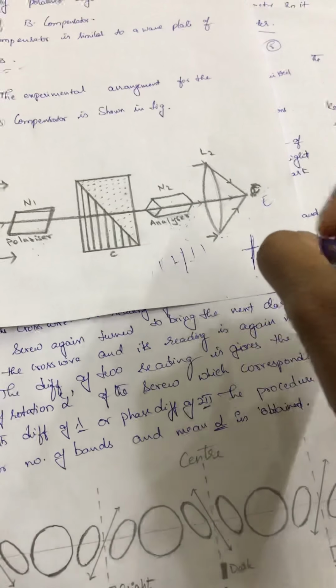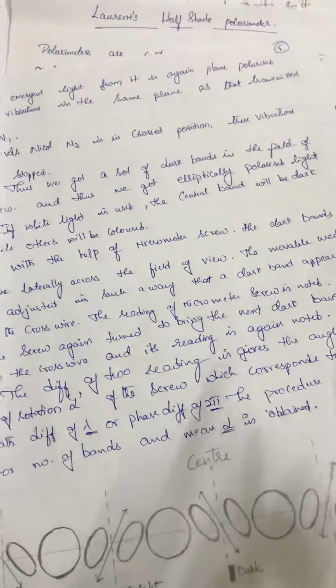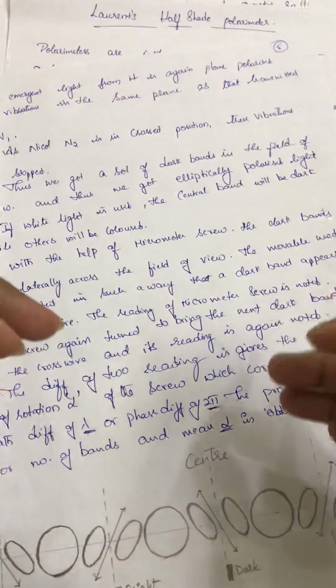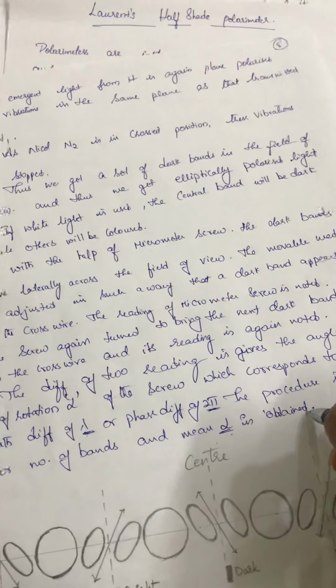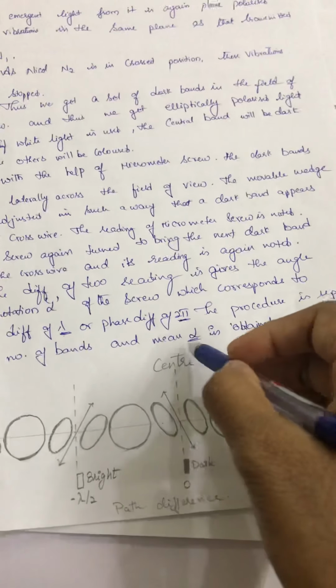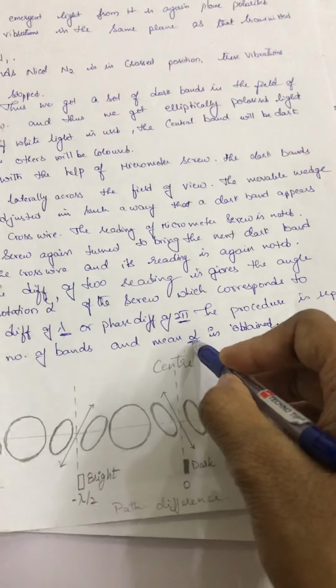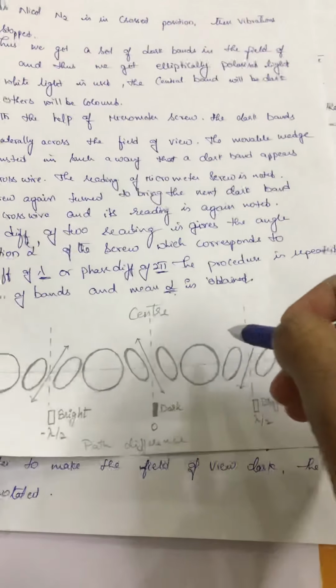That corresponds to the path difference lambda and phase difference 2 pi. The procedure is repeated for a number of bands and the mean alpha is obtained. In this way we get elliptically polarized light.